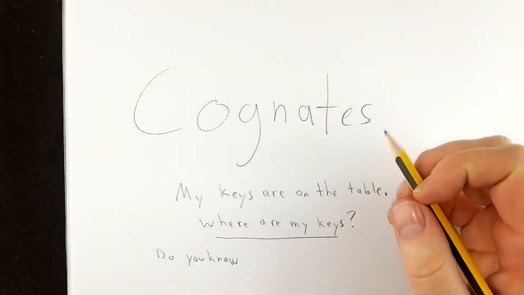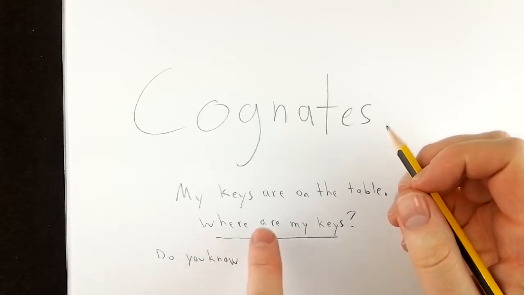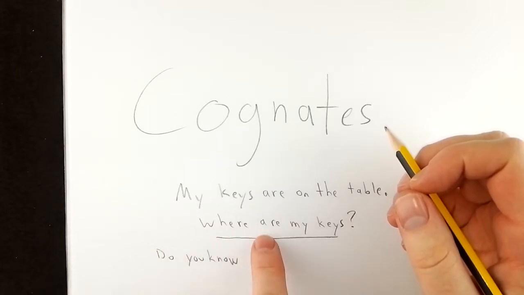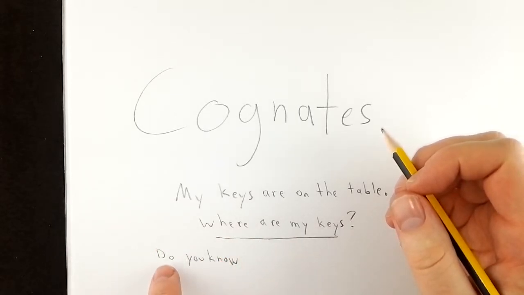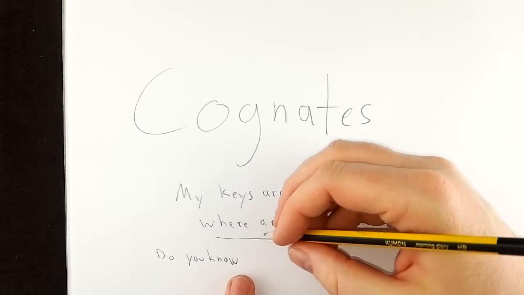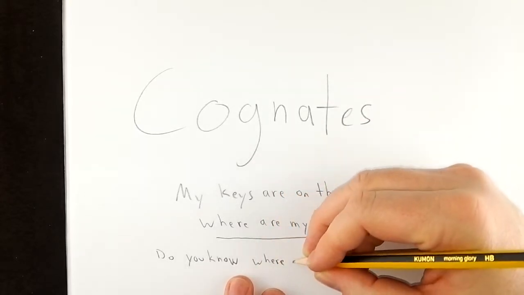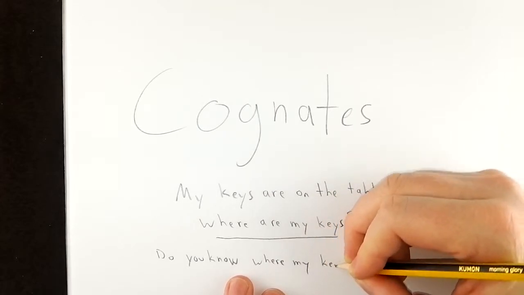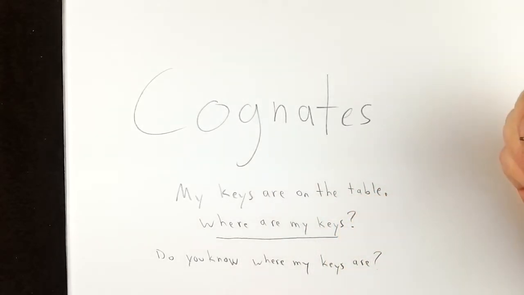And many people learning English, they will say, do you know where are my keys? But that's wrong. Where are my keys? That's a good sentence, but do you know where are my keys? That's wrong. We say, do you know where my keys are? The rule's a little different.